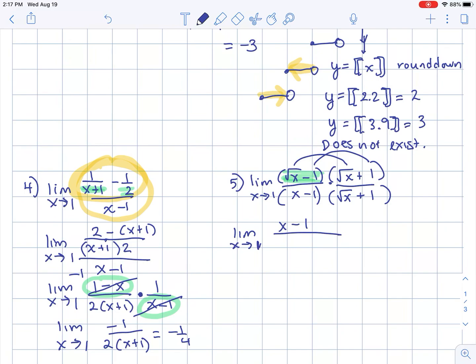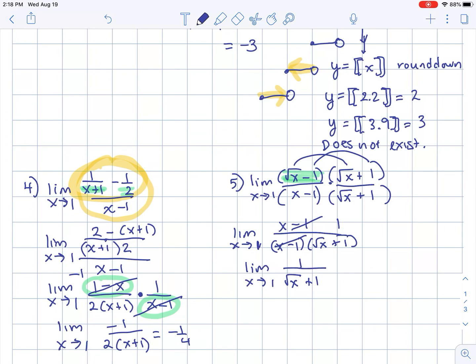And then at the bottom, for now, I'm just going to leave it, noticing that on top I have x minus 1. So what we have as a result is a factor on top and bottom that we can cancel. And that's going to leave us with a number 1 on top as the numerator. So limit as x approaches 1 of the original is the same as the limit as x approaches 1 of the reduced fraction. So 1 over square root of x plus 1.